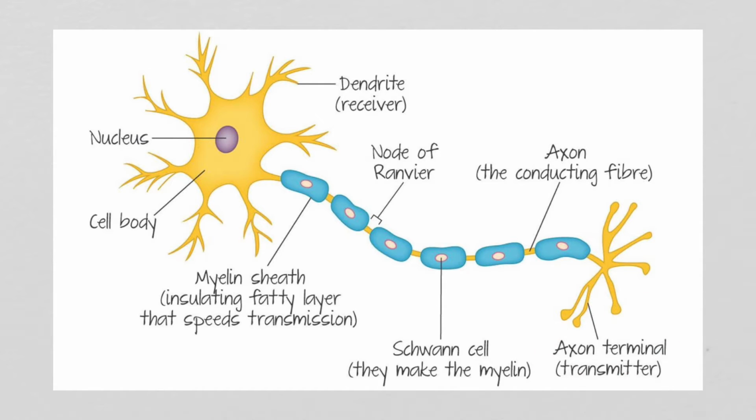The very end of the axon here, it branches off again into these axon terminals. Those are the transmitters. They send the information on to the next neuron or onto a muscle or whatever function it's acting on.